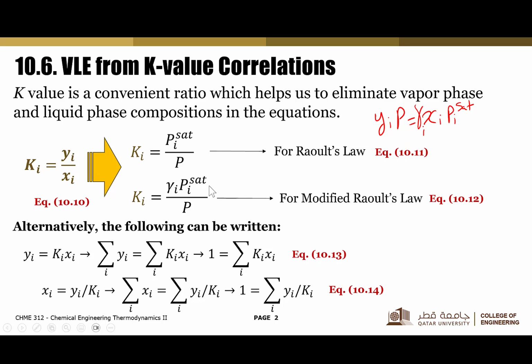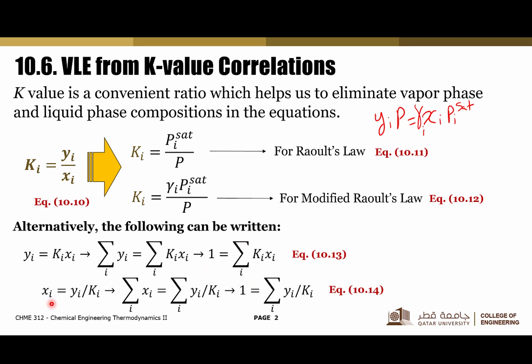Now we have other ways of writing this. If we have multiple components, just like we did for the bubble pressure and the dew pressure, we took the sum and simplified the equations. The same thing applies here. If I know my composition in the liquid phase, then I want to keep the x. So I take the sum, putting the y on one side and the K with the x on the other side. In this case, the sum of the y's equals 1, so we get this simplified expression.